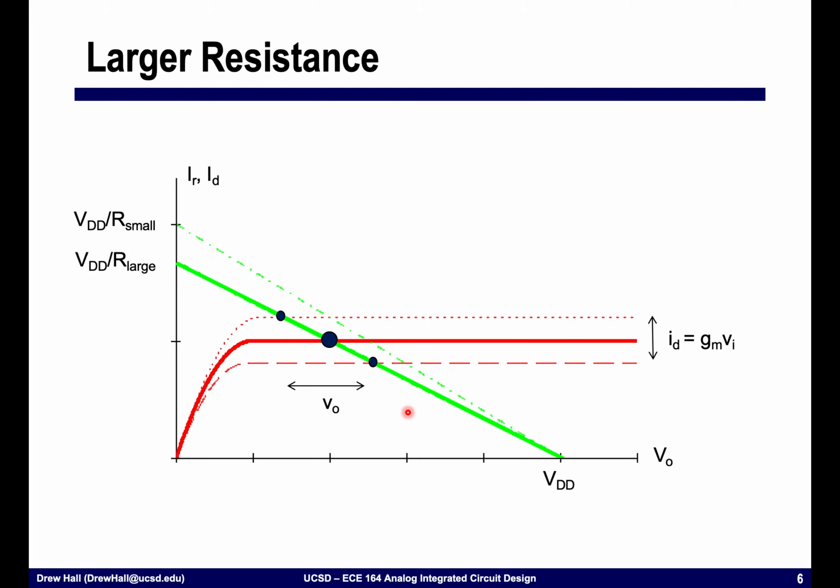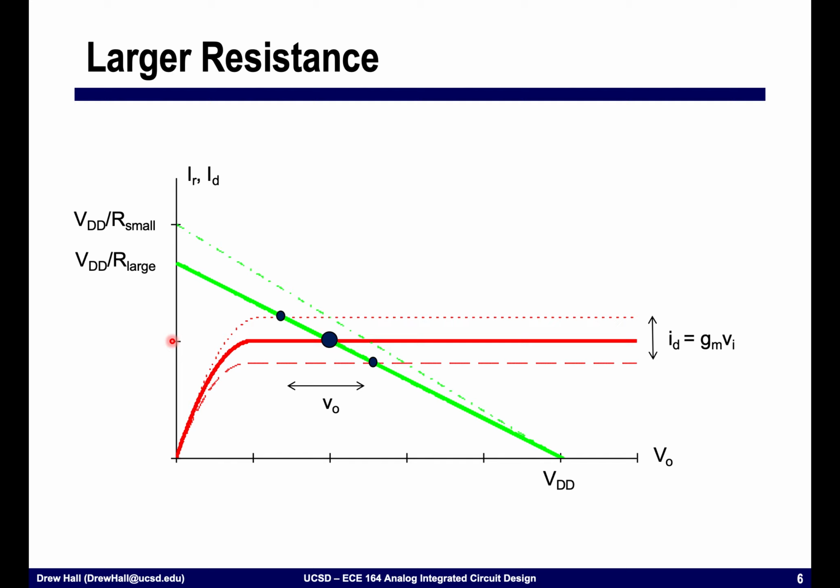You can see that for different resistances, we move around this point on the plot. We don't change where it intercepts the x-axis. This is always set at VDD. However, for a smaller resistance, R small, we're going to have more current, and so a higher intercept point here. For a large resistance, we're going to have less current, and so this will move down.